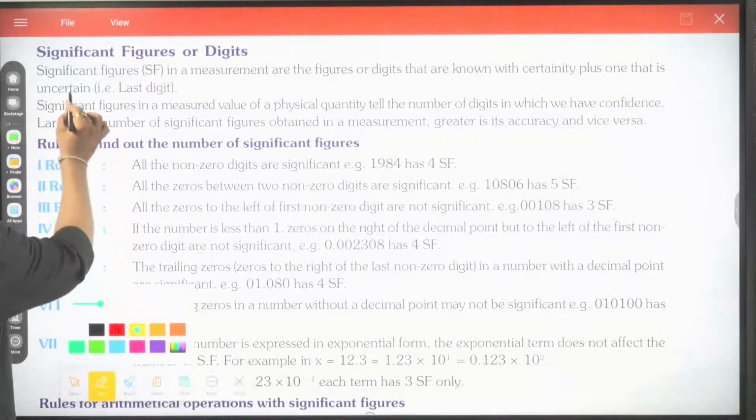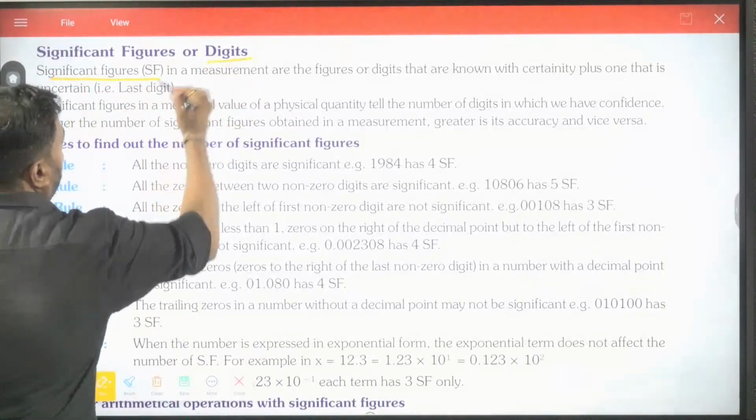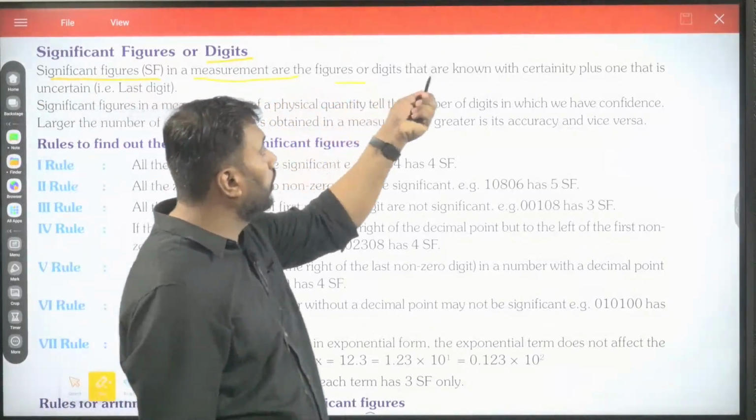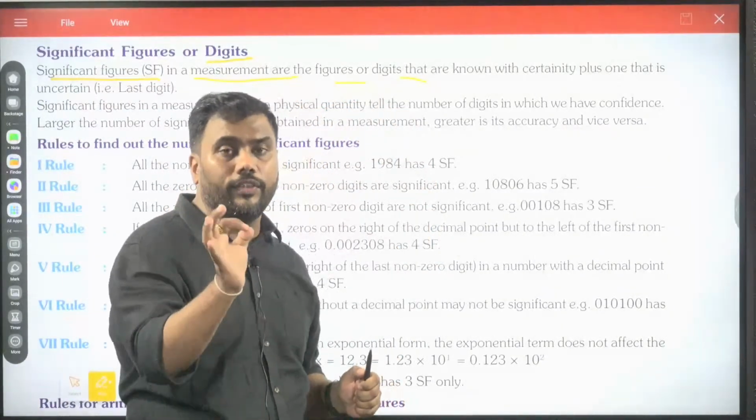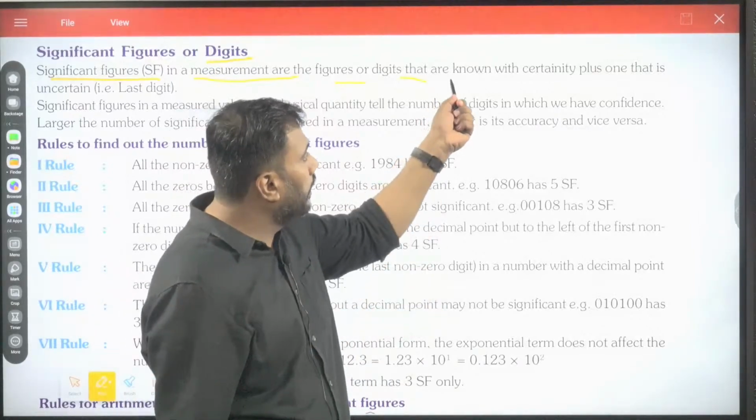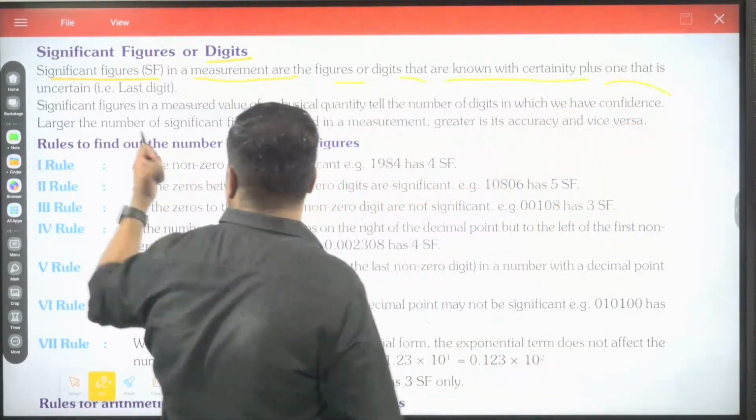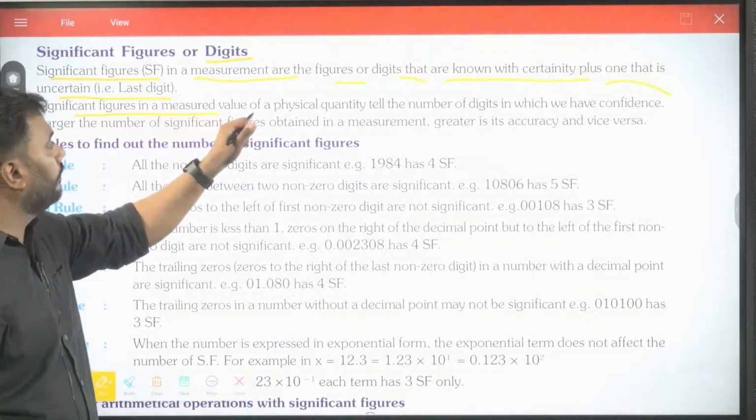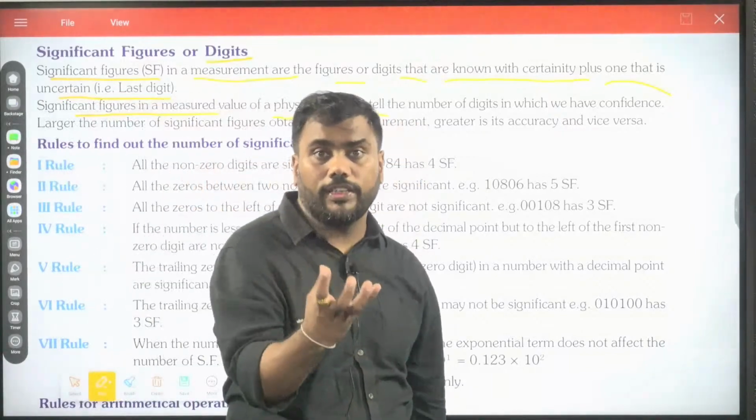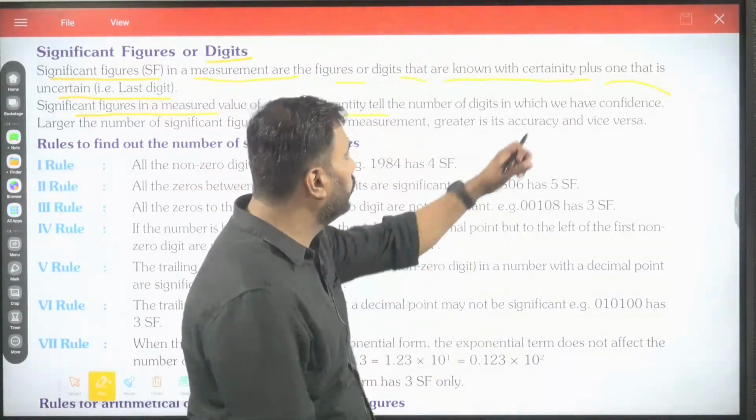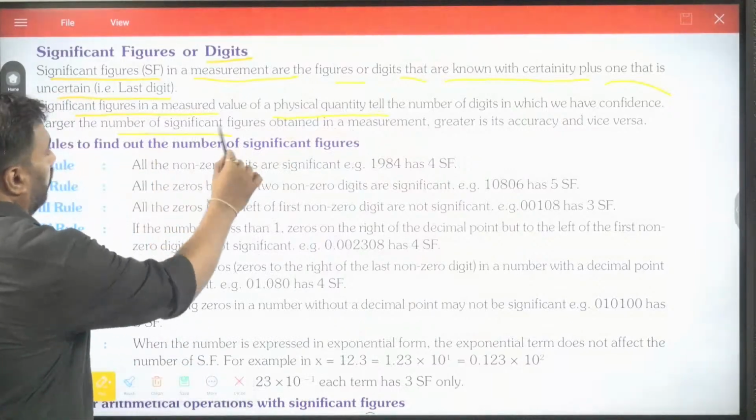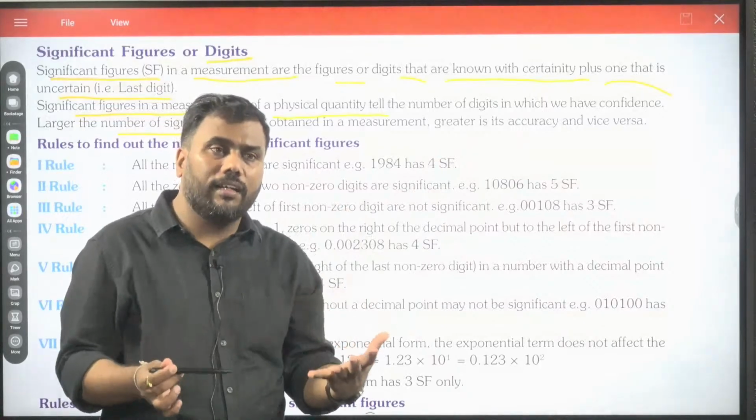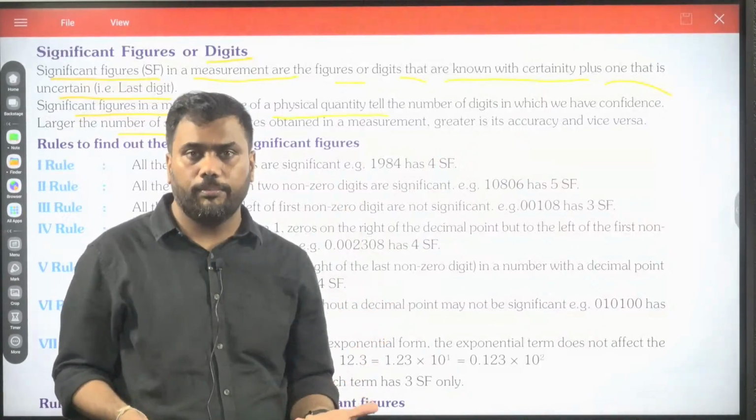The significant figures or digits in a measurement are the figures or digits that we know with certainty, that are measured, plus one last one that is uncertain. So significant figures in a measured value of a physical quantity tell us the number of digits that we are sure about, that we have confidence in.